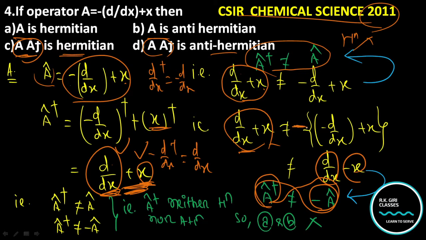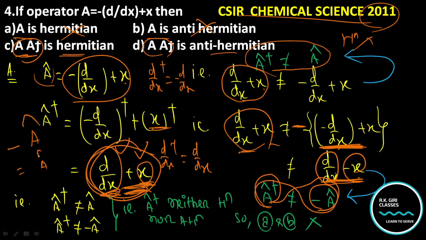I mistakenly left out this negative symbol. So this is d by dx minus x, right? That is, if it had been the negative of this, if the value would have been like this, then you could say this is anti-Hermitian. But this is not Hermitian, and this is not anti-Hermitian, because of this result: it is neither the negative of this one nor equal to this one. Got this point? This is A cap dagger.